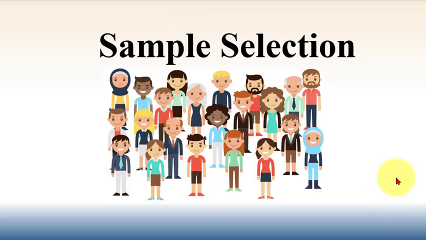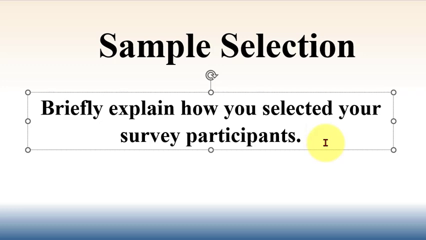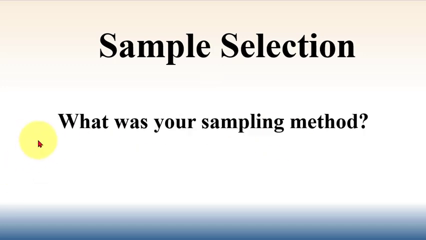There's a lot of different people in the world, so you've got to explain how you selected your participants, right? Are you only looking for females, only males? Are you looking for college students? Are you looking for military people, right? Explain all the details on how somebody was qualified to take your survey. And then what kind of sampling method did you use?